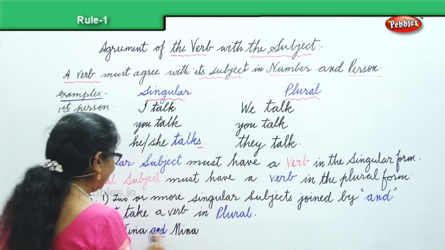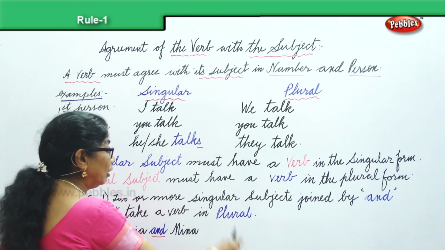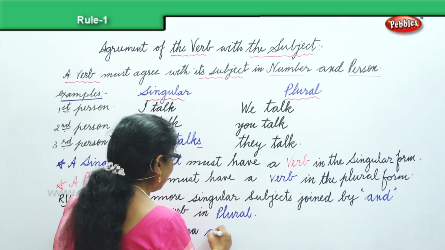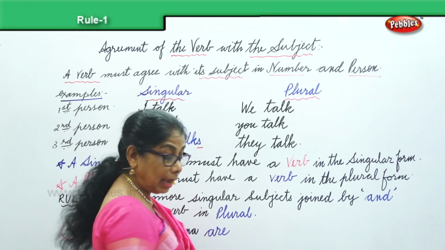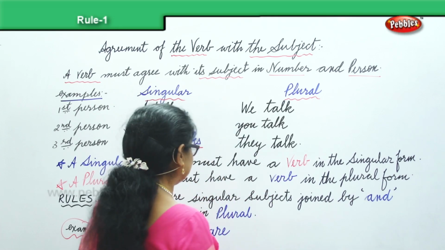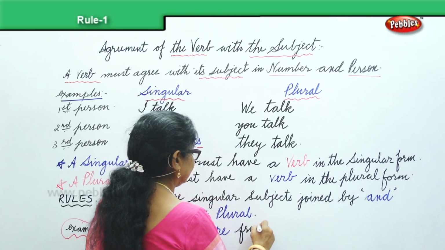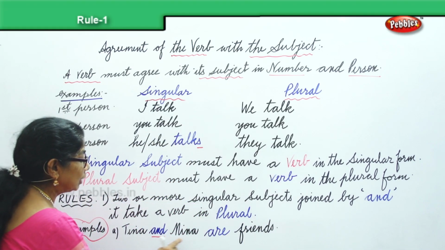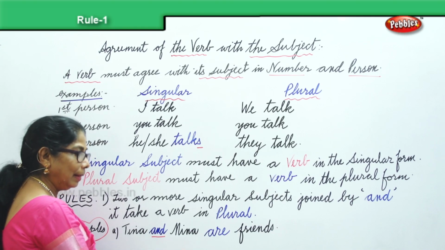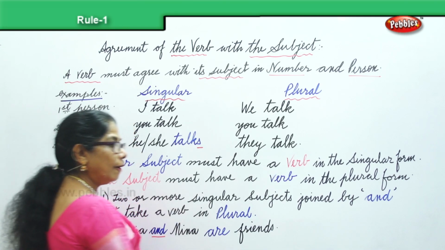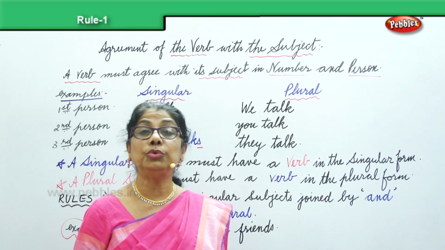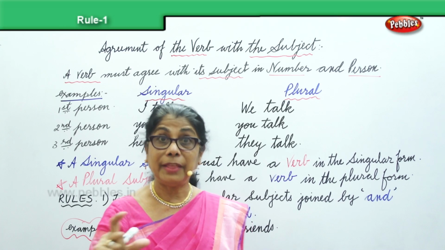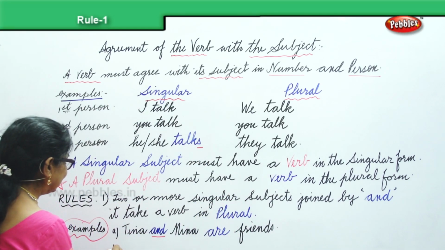Then what happened? Tina and Meena are, you take a plural form. That is Tina and Meena are. Tina and Meena are friends. The first rule is, when two or more singular subjects are joined by and, then it takes a plural form of verb. You do not say Tina and Meena is friends. Are. The verb changes.